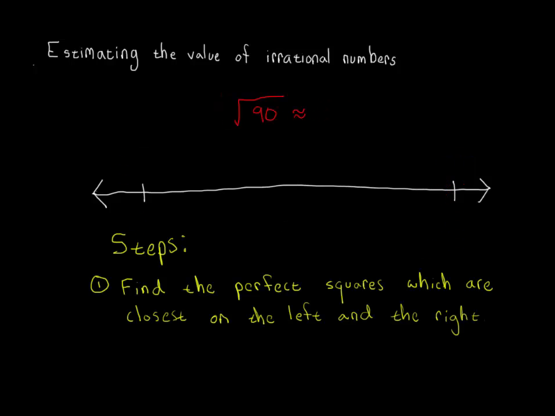So the first step is always to locate the perfect square that is closest on the left, and mark that on the left side of our number line, and the perfect square that is closest on the right, and mark that on the right side of the number line. So in this case, it's 81, because 9 times 9 is 81 on the left, and 100 on the right, because 10 times 10 is 100. And then we'll find the midpoint for the next step. So halfway between 9 and 10 is 9.5.